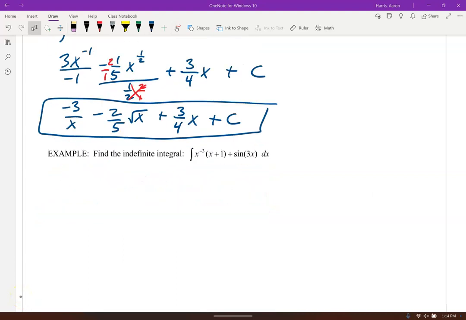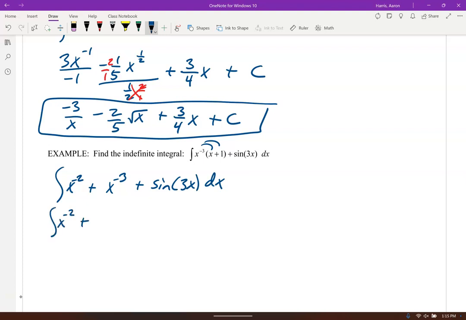Here I would go ahead and rewrite this. I'm going to distribute that, so I have x to the negative 3 plus 1, so I get x to the negative 2. x to the negative 3 times the positive 1 is just x to the negative 3. And then I've got this sine of 3x dx. And let me go ahead and write that. These two I can just run with my power rule. But over here I'm going to have to use u substitution with that sine of 3x. So let's go ahead and finish these two. Negative 2 plus 1 is a negative 1. Negative 3 plus 1 is a negative 2.